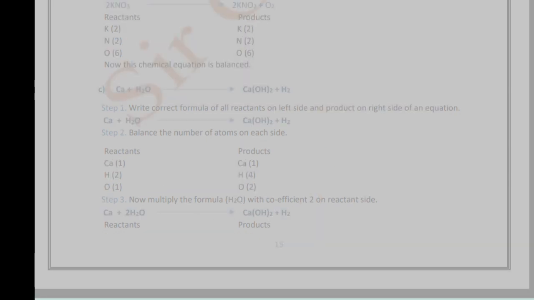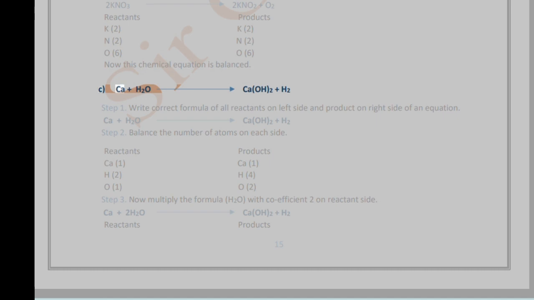Step 4. Now balance the equation by placing 2 in front of KNO2 on the product side and check again. 2KNO3 gives 2KNO2 plus O2. Reactants, products: K 2, K 2, N 2, N 2, O 6, O 6. Now this chemical equation is balanced.